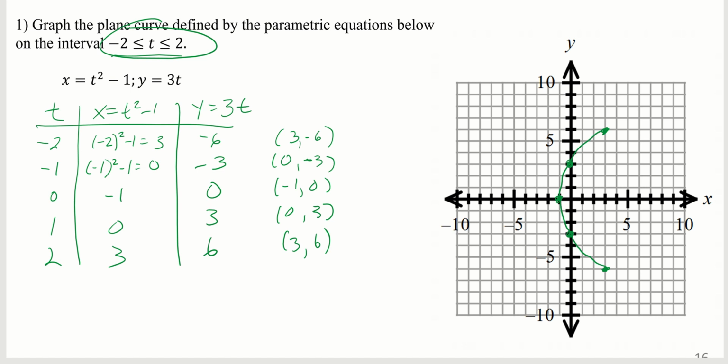Again, since it's a parametric equation, we want to know which direction whatever is going: the baseball, the car, whatever it is. So according to our time, it's going in this direction. This first point right here at the bottom was my starting point, and this was my ending point. So we put little arrows to show which direction this graph is going. Cool. And that's it.